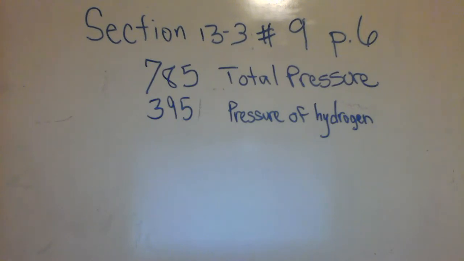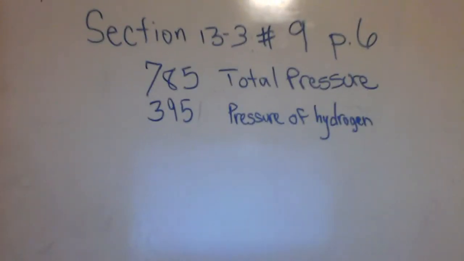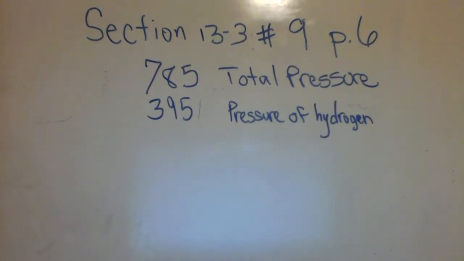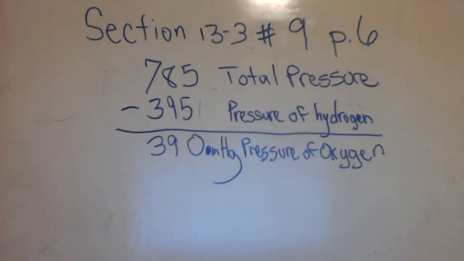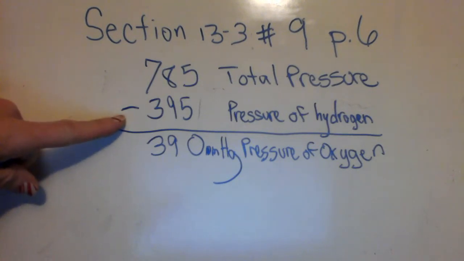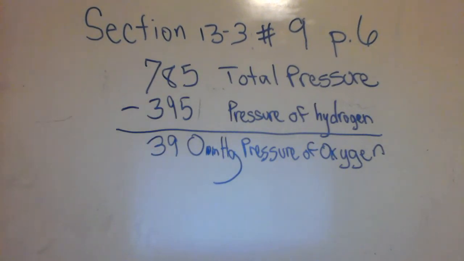In order to do that, we subtract the pressure of hydrogen from the total pressure, and that will give us the pressure of the oxygen. When we subtract, the answer comes out to 390 millimeters of mercury as the pressure of oxygen. We know that Dalton's law says that the pressures of the individual gases within a mixture of gases will add up to the total pressure. If we add these two numbers together, it comes out to the total pressure, and so, because of that, we know that our answer is correct.